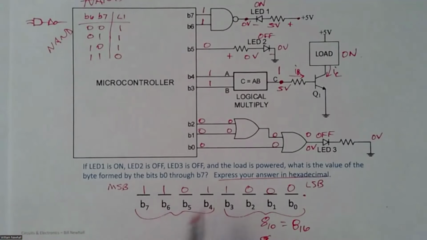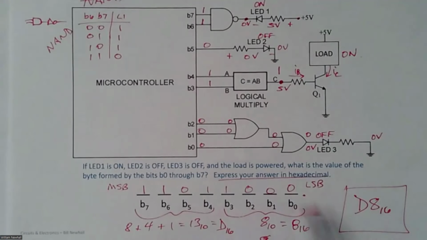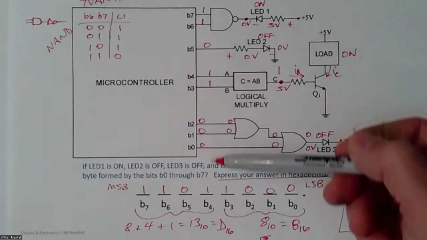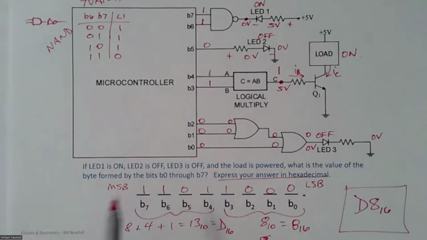This here is 1 plus 4 plus 8. So this is 13 base 10, which is equal to D base 16. And so you put these two digits together and you get D8 base 16. So if you program D8 into the byte that controls this port of this microcontroller, you will get these binary values to show up on the port, and those voltages and the LED states and that load state will be as we wanted here.